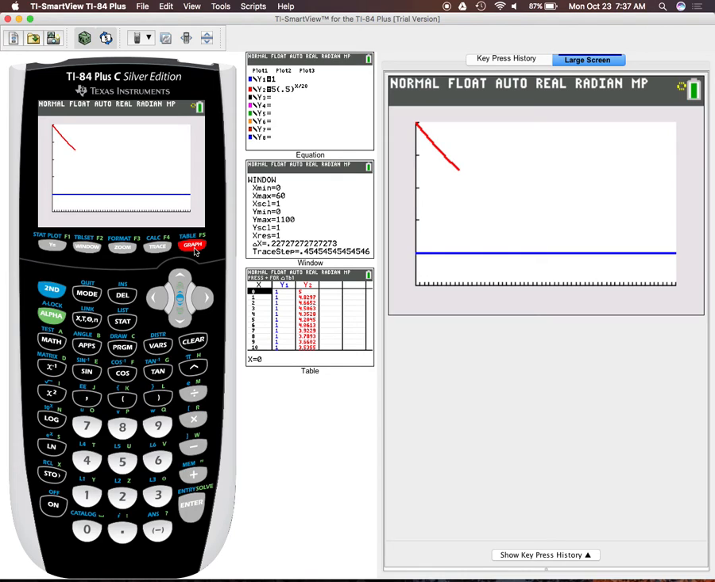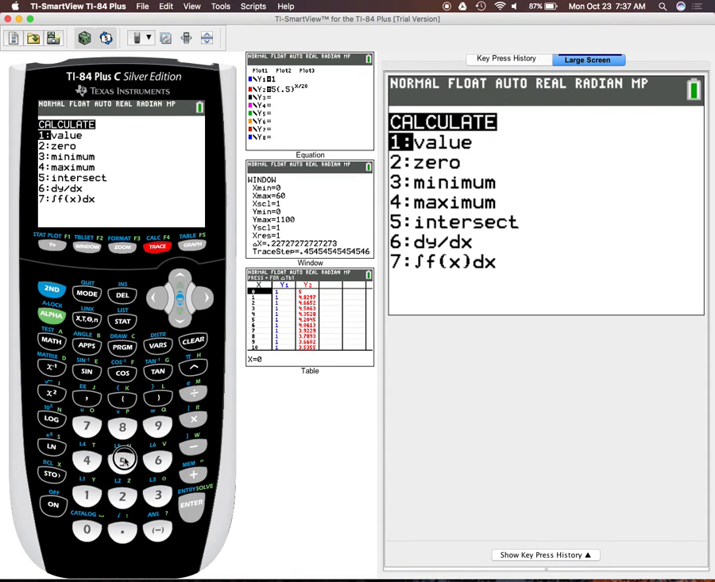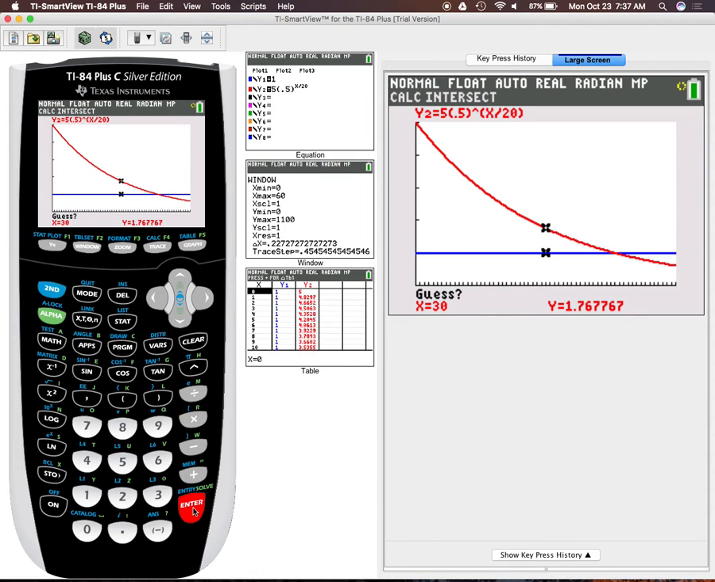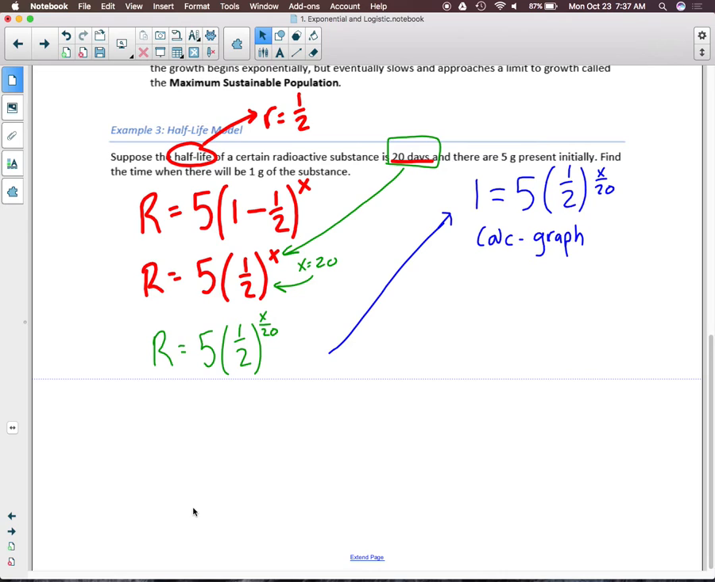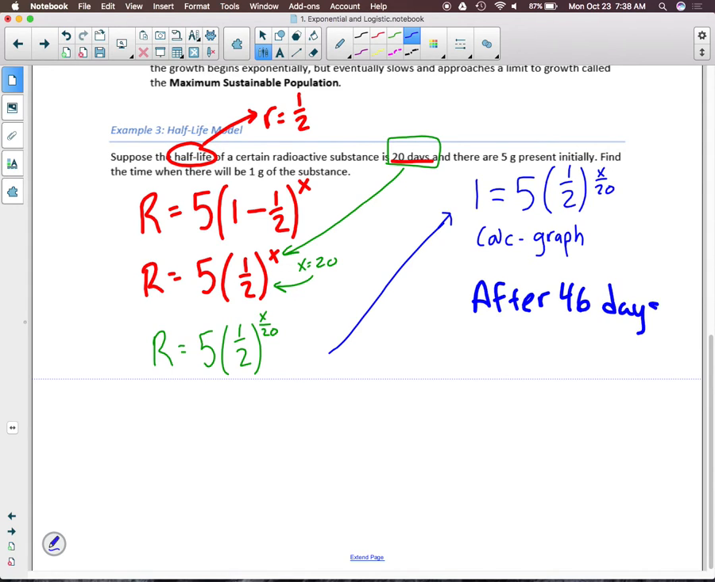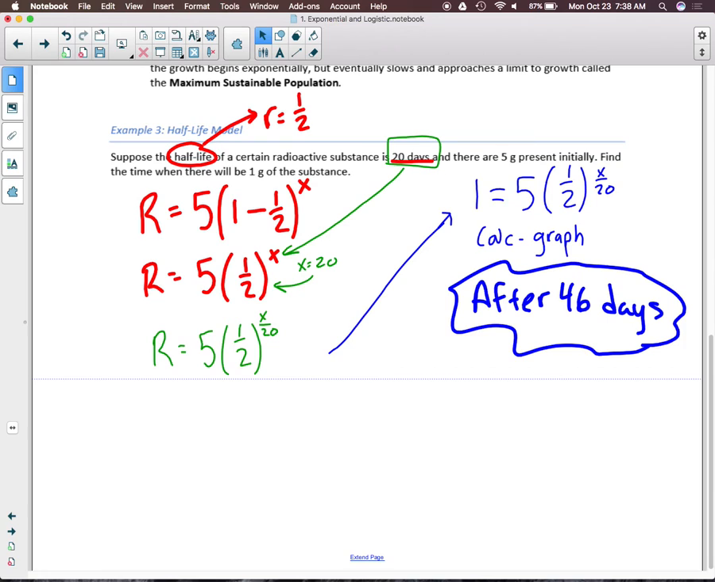I'm hoping that there's our graph. See how it's decreasing over time? That's our decay, because we did minus 0.5. And now I can just do second calc, intersect, enter, enter, enter. So I can see after 46 days, there will be 1 gram left. All right, so let's summarize that. After 46 days, woo, do a pretty little box around it or whatever you do, good to go.